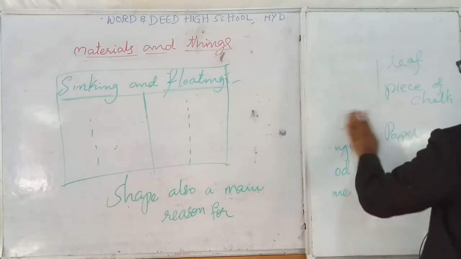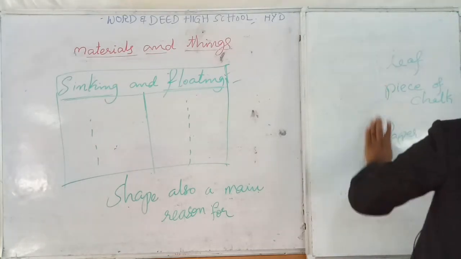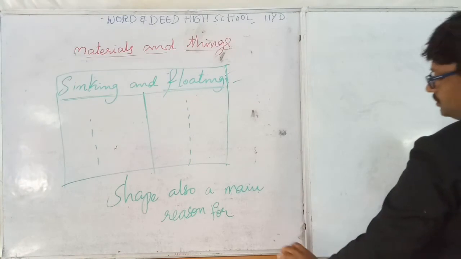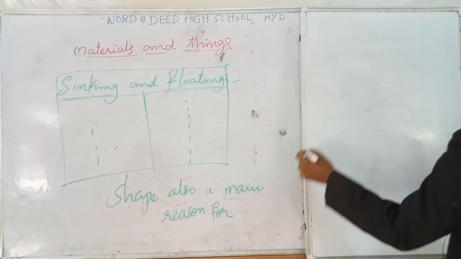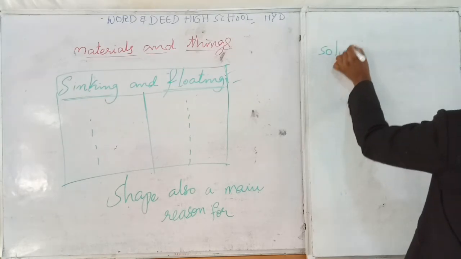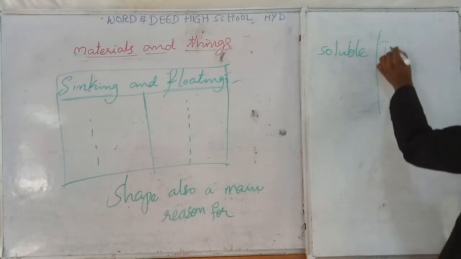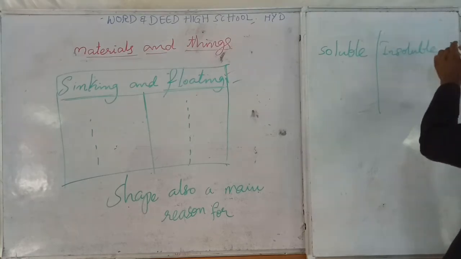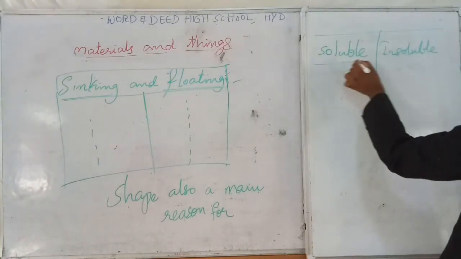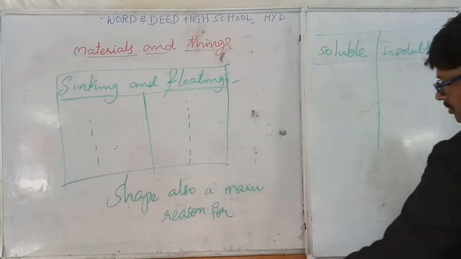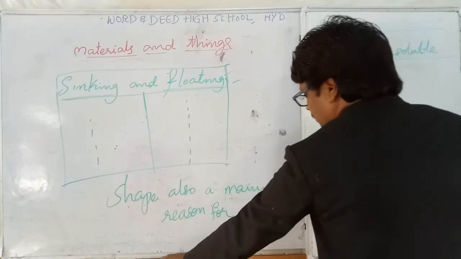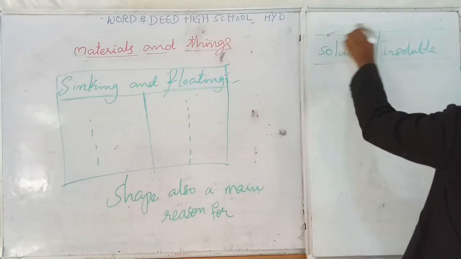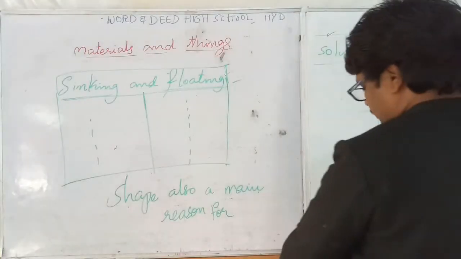Other property of the material is the soluble and insoluble property of the materials. Remember the term, students. Remember these words: soluble and insoluble. Students, you have to understand the meaning of these words first of all. What is soluble and what is insoluble?